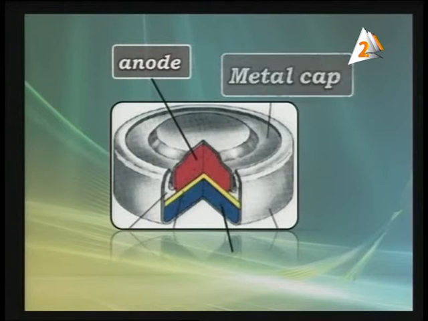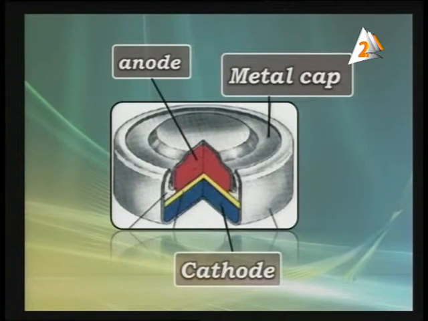This mercury oxide is found in the cathode, inside, in the blue color. So here the cathode is HgO. Because we have a chemical change: chemical energy changes into electric energy. So the metal cap is here, and we have the anode and we have the cathode.